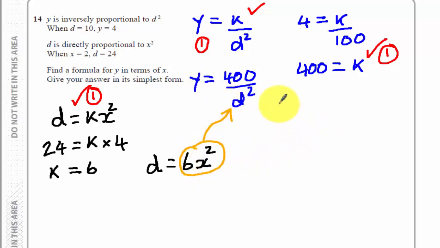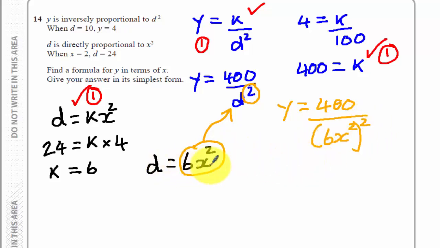Lots of people made a mistake here. You've got to be very careful. It's 400 over 6x squared. Don't forget about that squared there, so it's 6x squared all squared, because d is 6x squared. So d squared will be 6x squared all squared. Writing that correctly picks you up your 4th mark, and now we're just left with having to simplify.